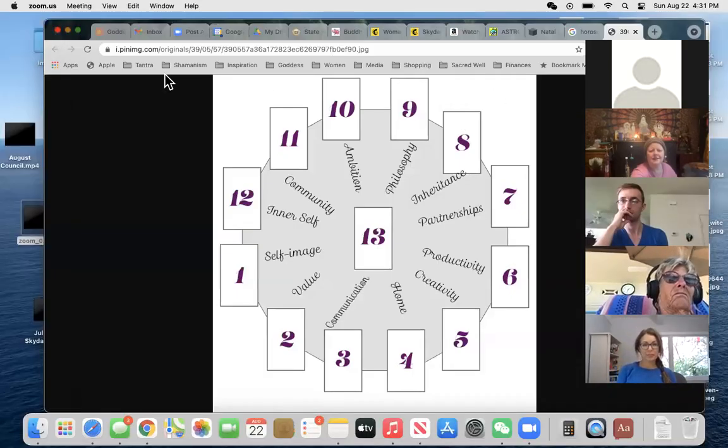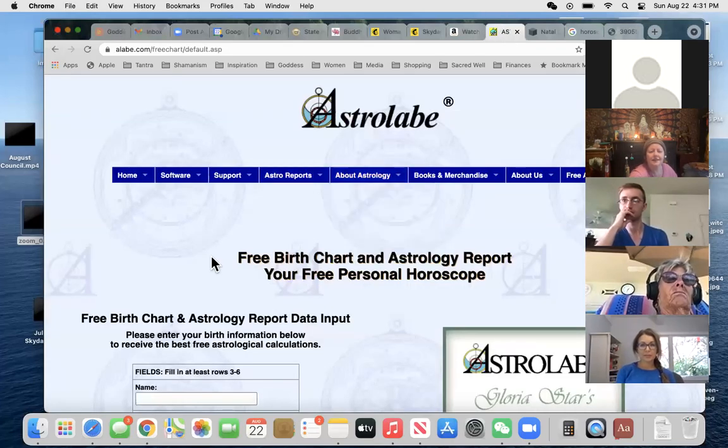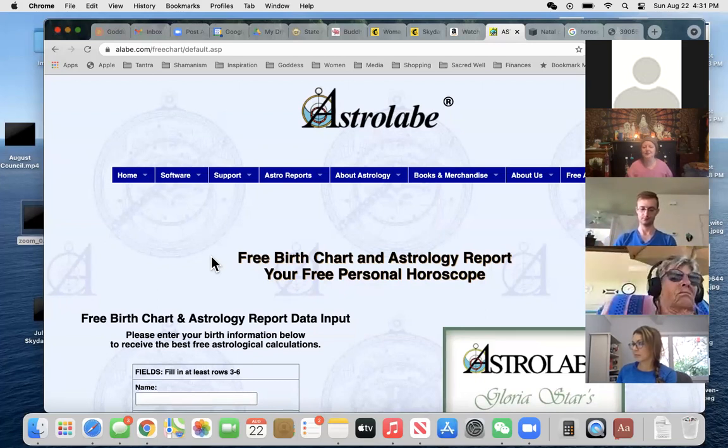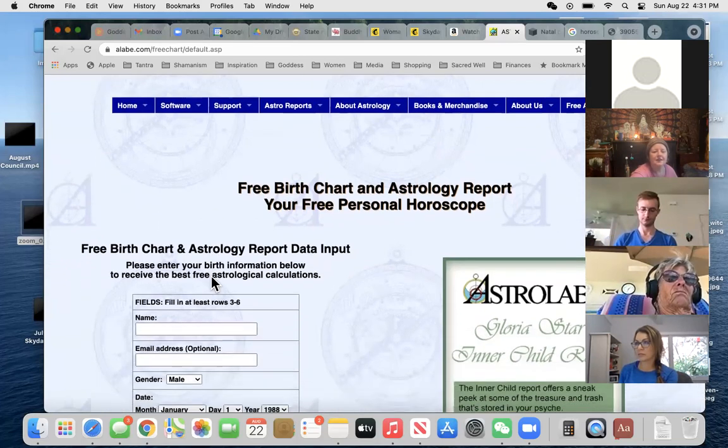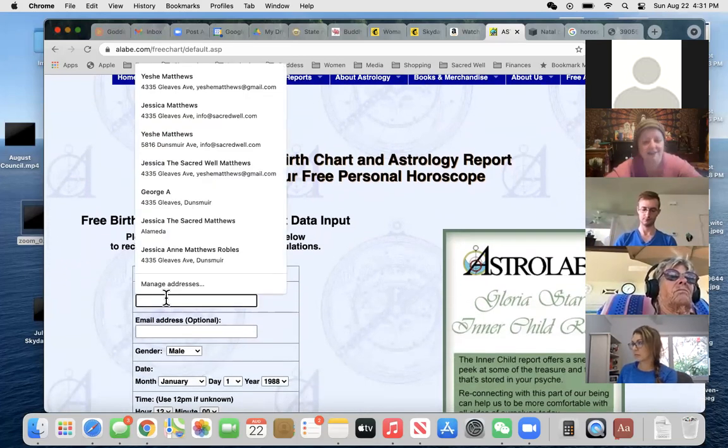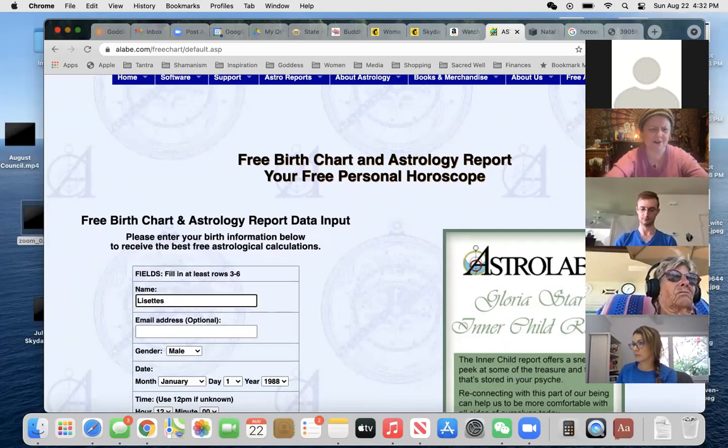I'm going to share my screen again. Okay. Thanks for bringing yourself off mute. Okay. Let me go to this. Okay. This astrolabe prenatal chart is my favorite. I know there's lots of them out there, like Cafe Astrology and Astro Dance and all different ones. This is my favorite. You should look up as many as you like. So Lisette, let's get your data in here.